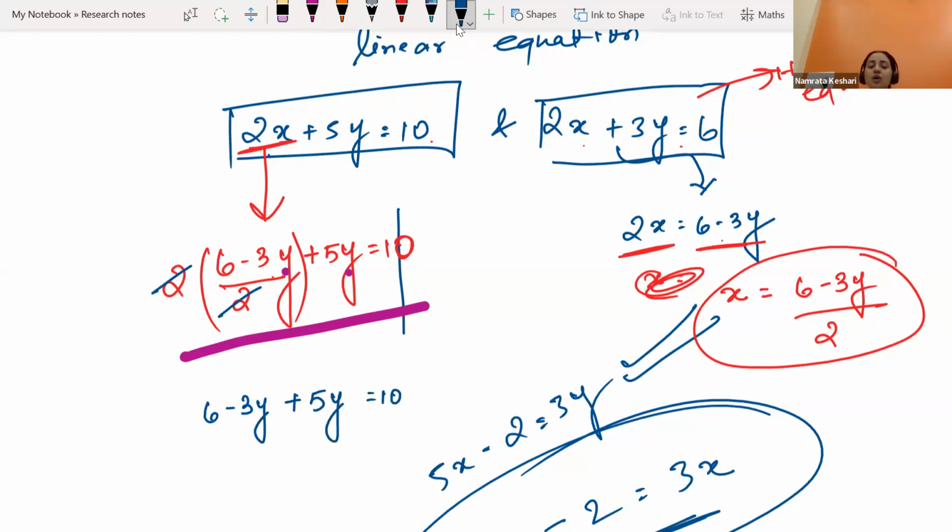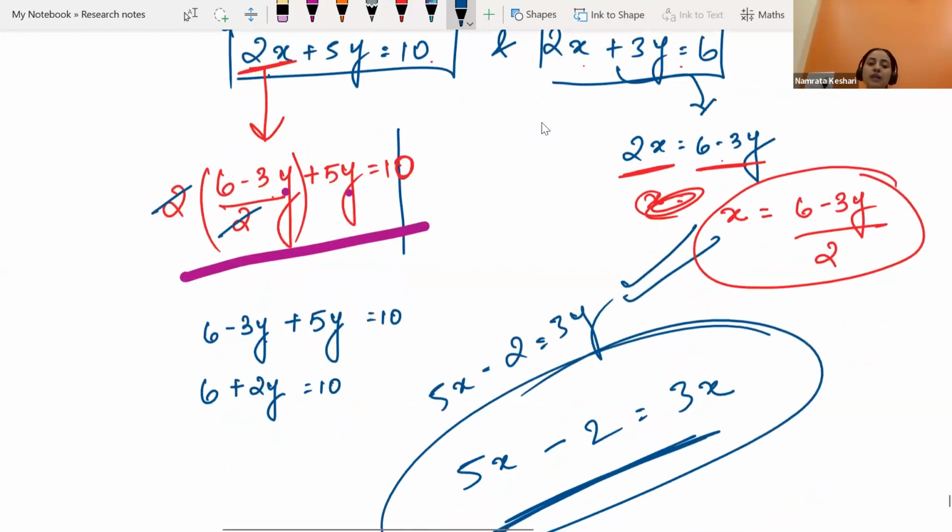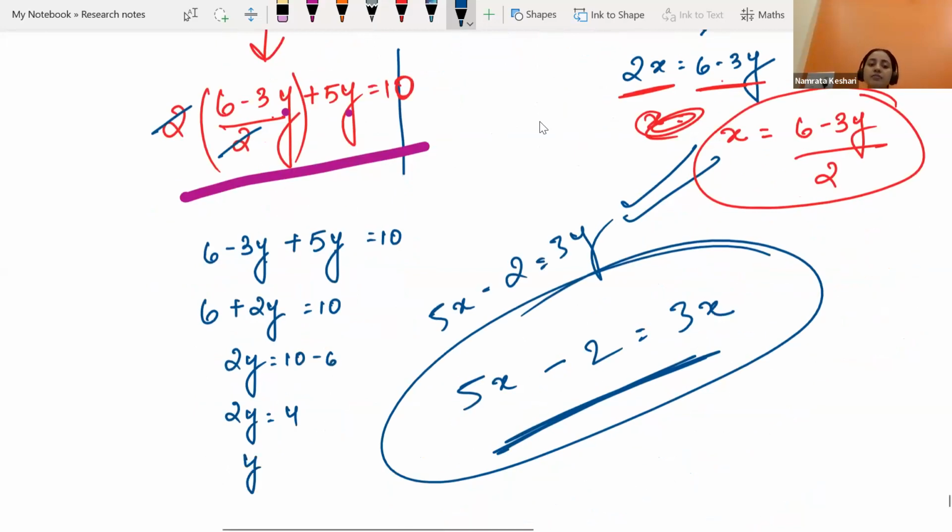Let's solve it. 6 minus 3y plus 5y will be plus 2y. So 6 plus 2y is equal to 10. So 2y will be 10 minus 6, right? Yes. 2y will be 4. y is equal to 2. We got y as 2.